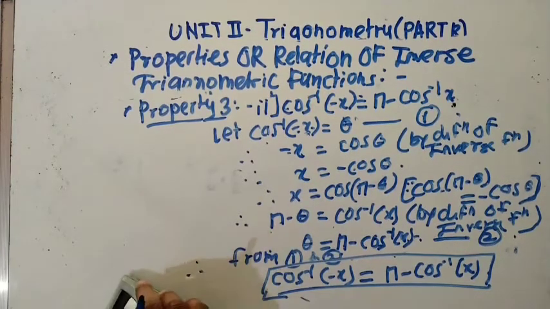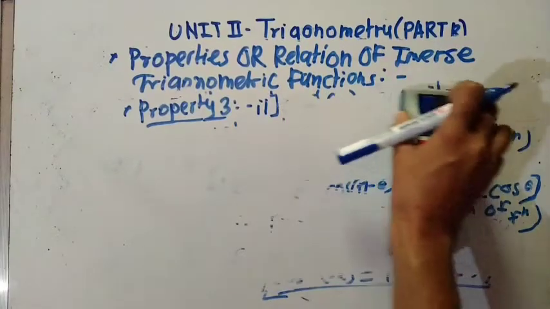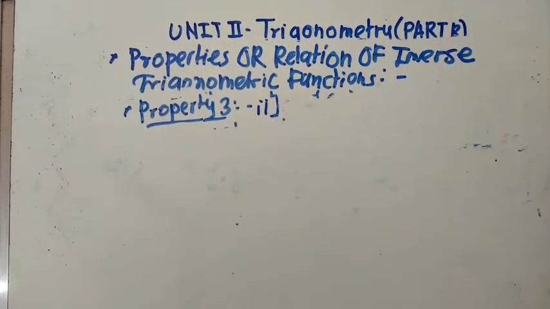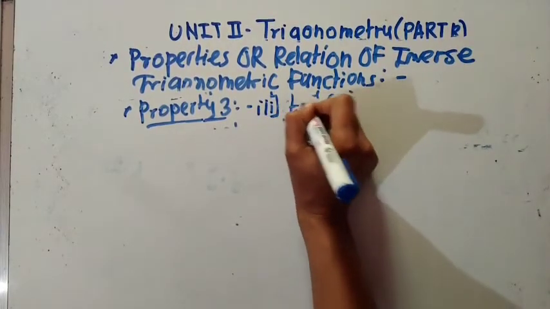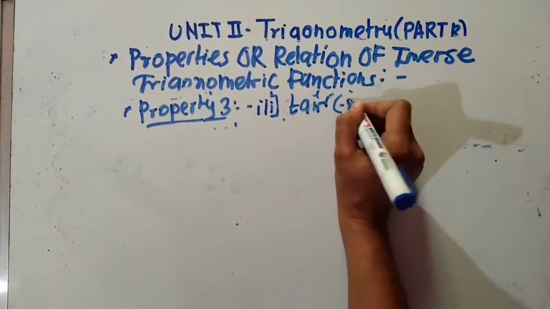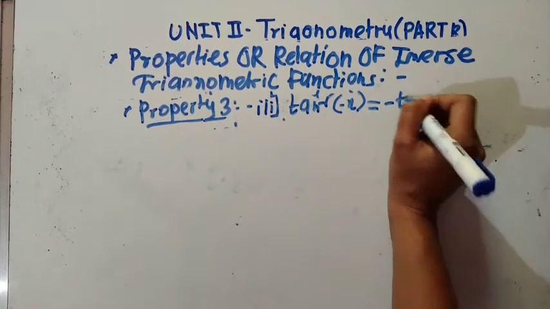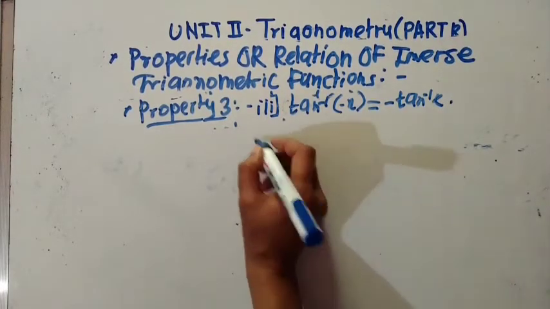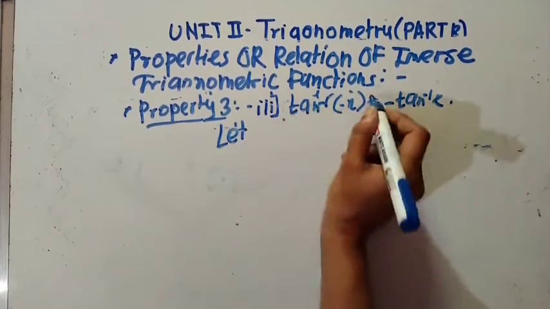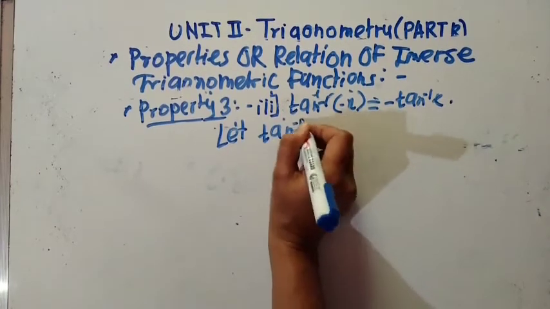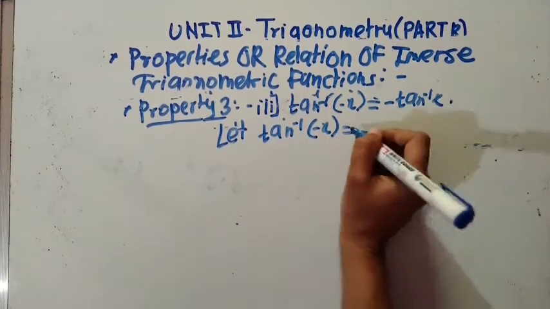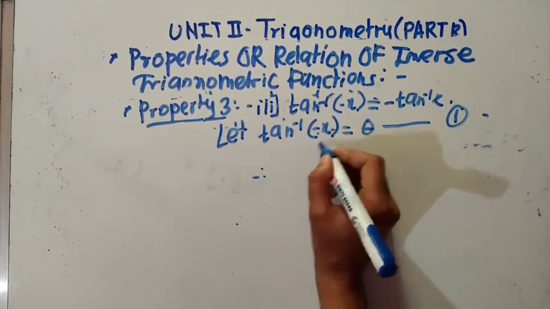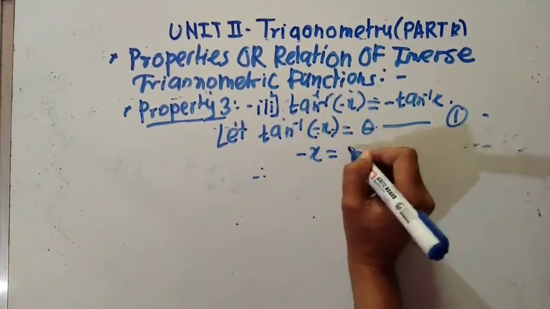Okay, then we prove the third property. The third property is tan inverse of minus x is equal to minus tan inverse of x. So let us consider tan inverse of minus x is equal to theta. This is the first equation. Hence minus x is equal to tan theta.